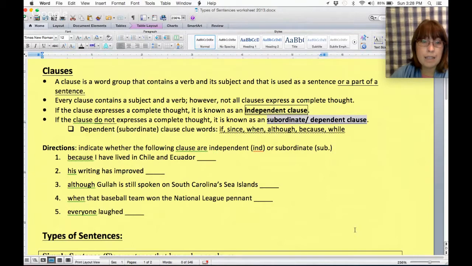Number one, because I have lived in Chile and Ecuador. That doesn't make sense. Because what? So this is going to be a subordinate clause. Just like that. Number two, his writing has improved. His writing has improved by itself, so that is going to be an independent clause.